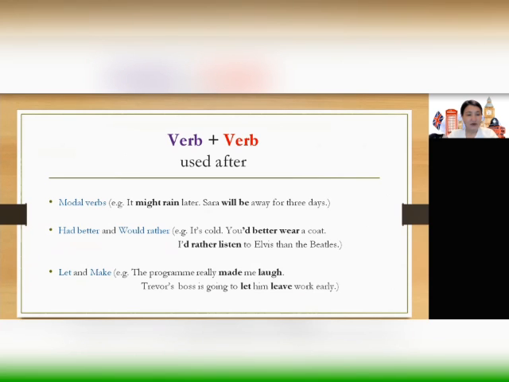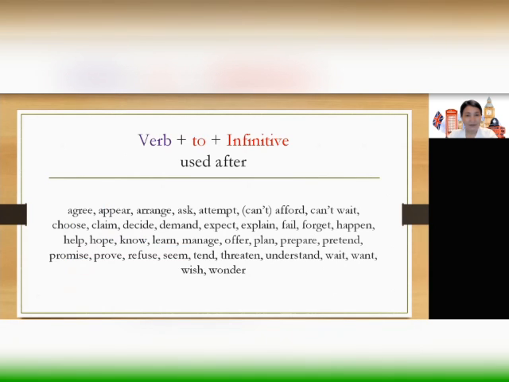And also the verbs let and make. For example, the program really made me laugh. Here we have just 2 verbs, made and the main verb laugh. Trevor's boss is going to let him leave work early. Here also we have the verb let, and after this verb we have the main verb leave.